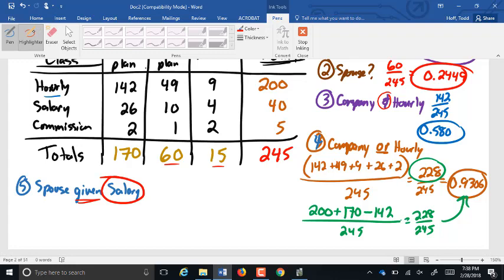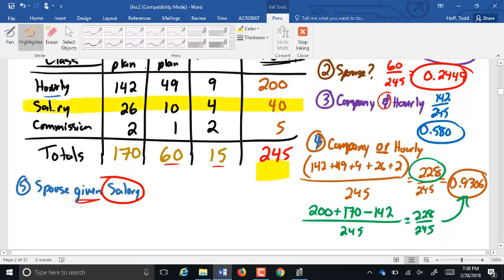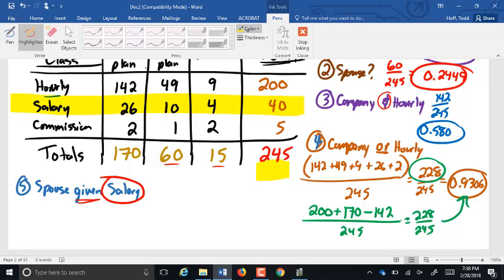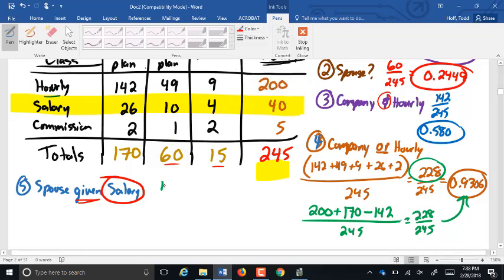So what that's telling us is we're no longer looking at the whole 245 people anymore. We're only looking at the ones that are on salary, right? The 40 people on salary. How many of them are on the spouse's plan? 10. So what we're looking at there is the 10 that are on the spouse's plan out of the 40 that are salary, or a 0.25 probability.